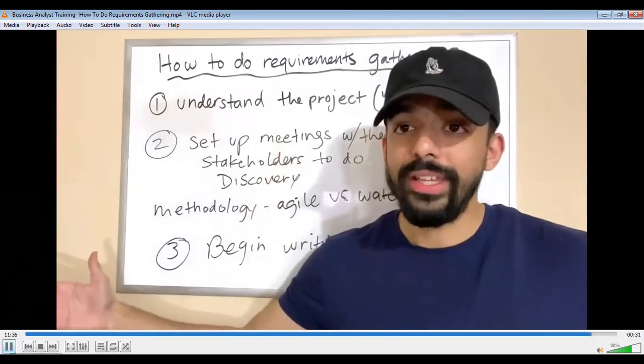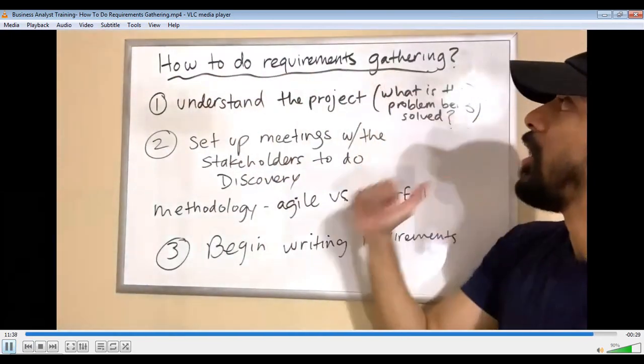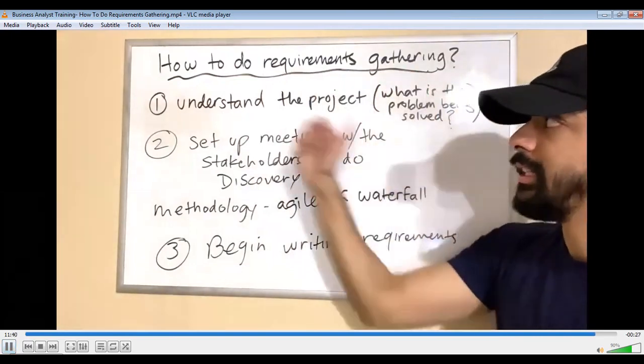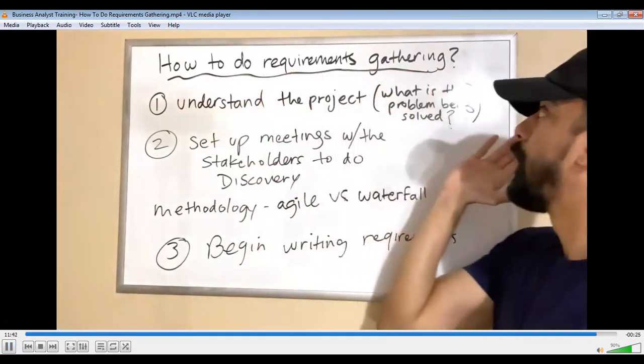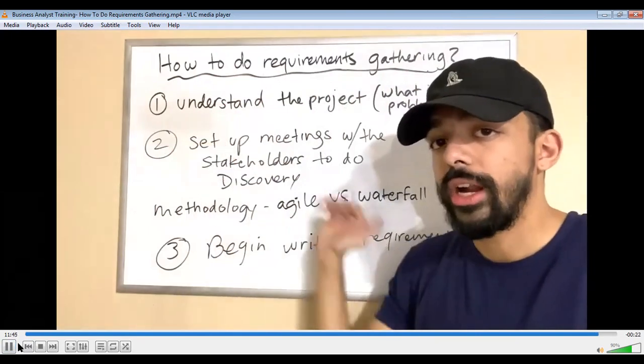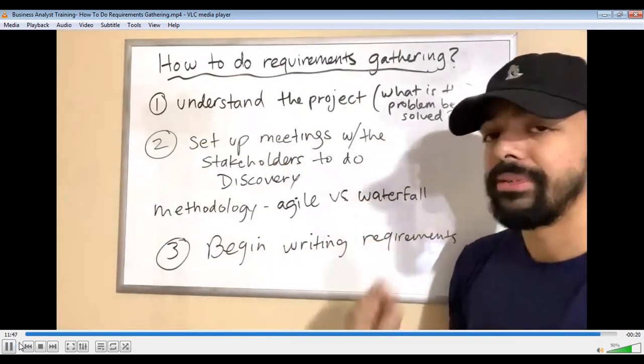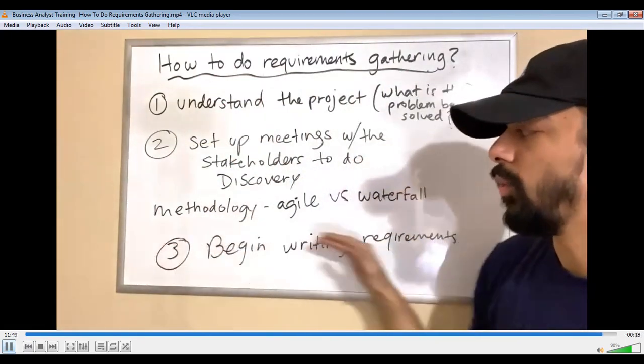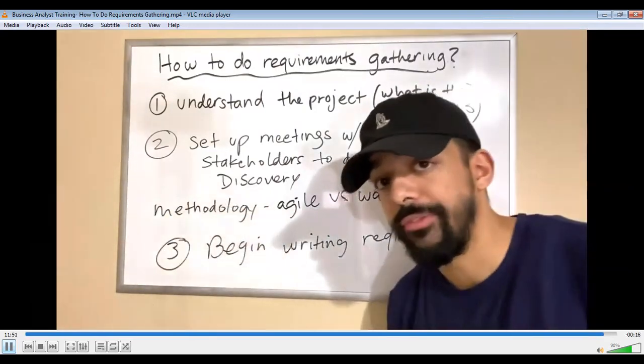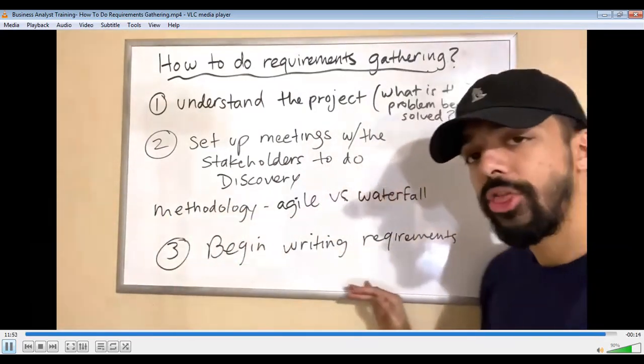Okay, so essentially that is how you do requirements gathering. You go ahead and understand the project. You understand what is the problem being solved. You set up discovery meetings with the business stakeholders, and then you determine the methodology of the project, and then you begin writing the requirements.